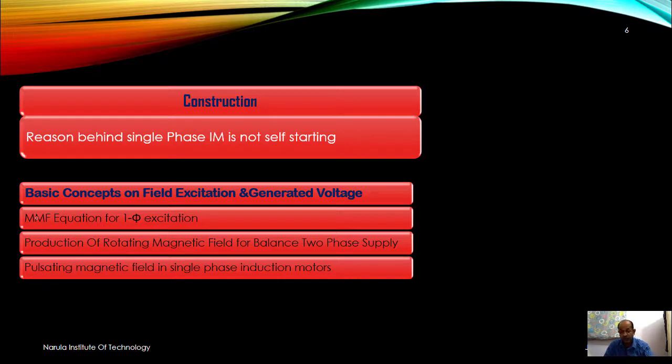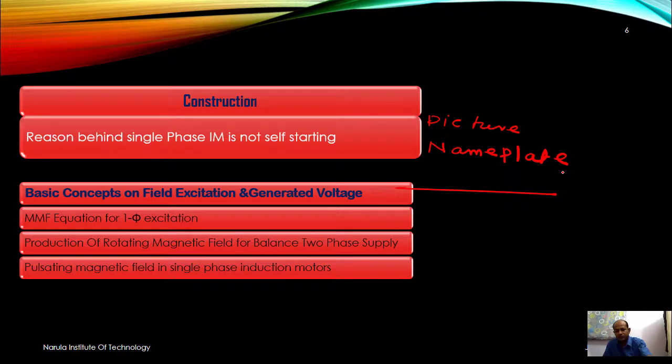And in the construction part, we will discuss with pictorial representation, with pictures, the different parts of this single phase induction motor. And we will also discuss the nameplate specifications, nameplate details of a single phase induction motor. And this is all about our agenda of lecture number 1.